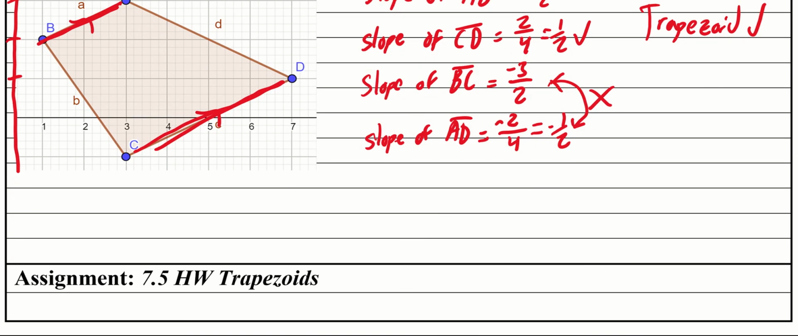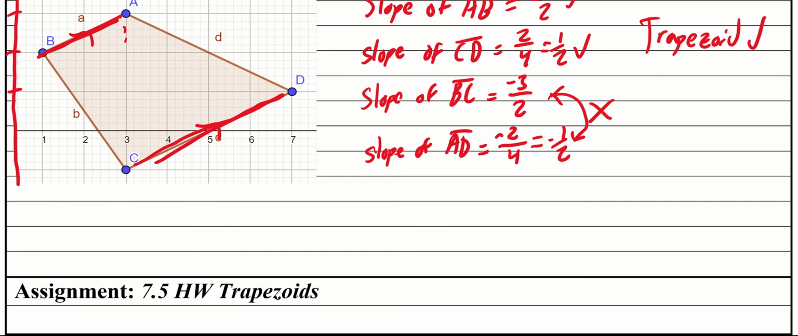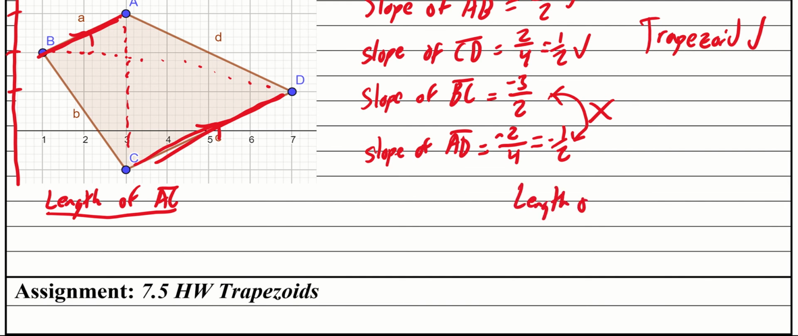So if I want to find the diagonals here, I see I have one diagonal, which is AC, and I need to find the length of that, because the lengths need to be the same, not necessarily the slopes. And then same thing with the other diagonal, BD. I need to find the length of BD and then see if these two come out to be the same, because if they both have the same length, then this is going to be isosceles.